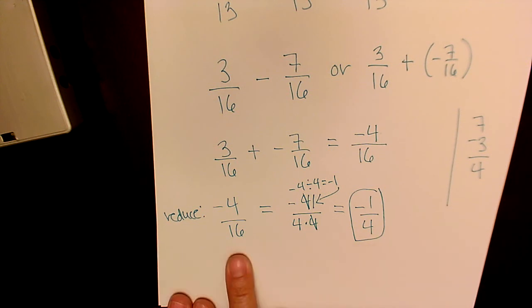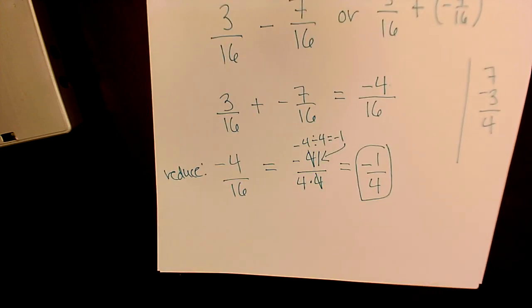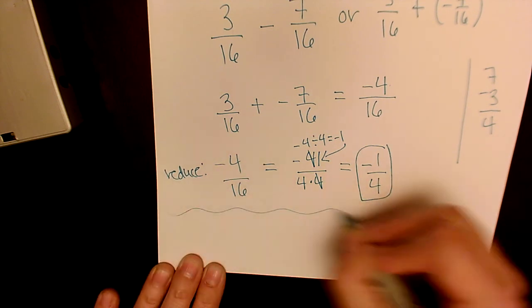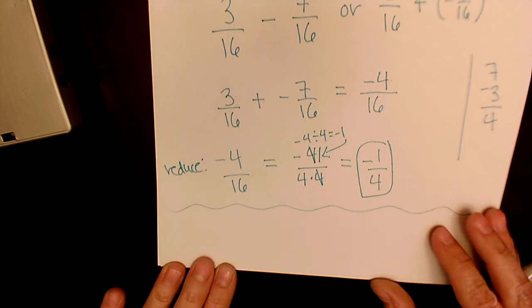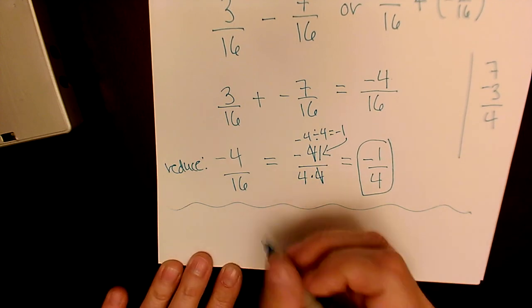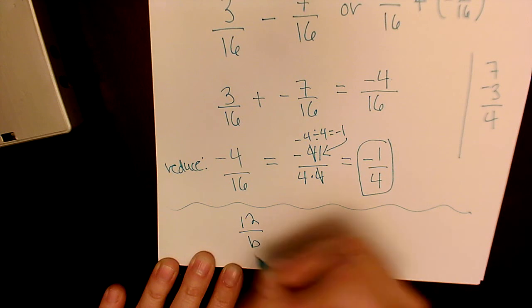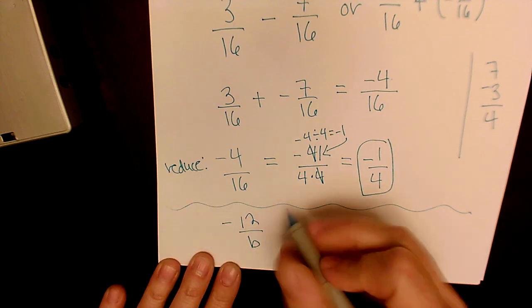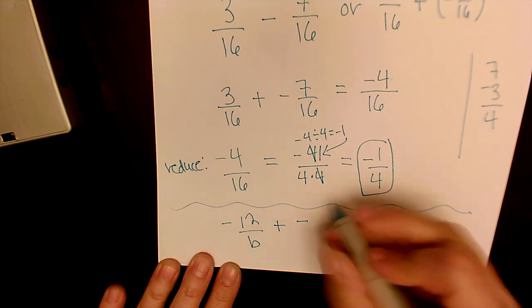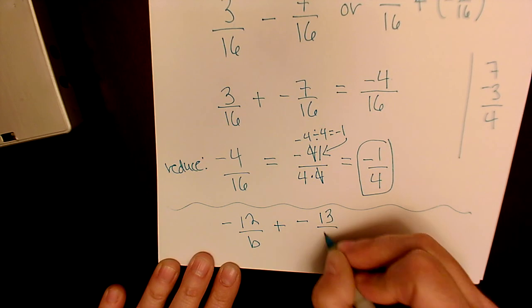If you don't reduce, if this was on an exam, I would take a little bit off for that. And let's try one more with some letters in the bottom. Make sure you can do those. So let's say we have a negative 12b plus a negative 13b.